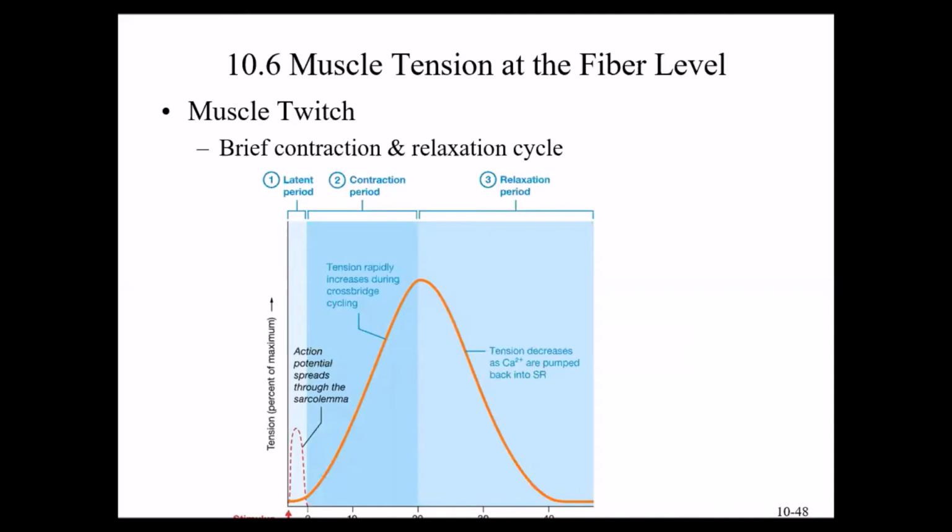And the other thing to mention, though, I like how this graph shows this, is that you have the action potential that comes first, right? So here's your action potential. That gets generated, your depolarization and repolarization like we've seen before, and that's what triggers that muscle twitch. So after you have the action potential, you're going to have that contraction, and then you have the relaxation.